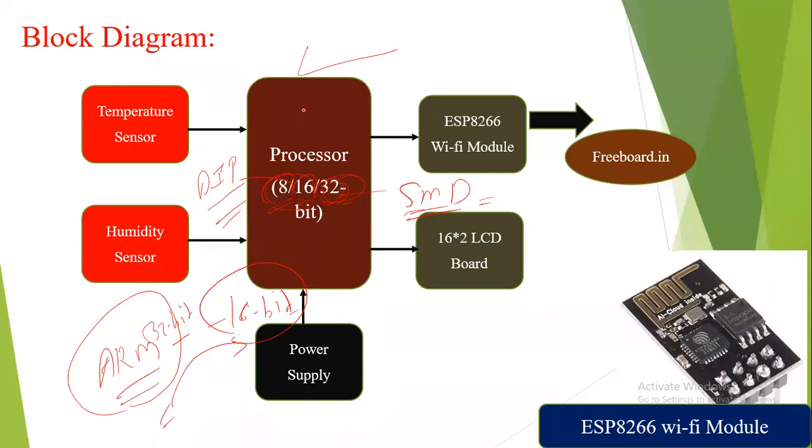So take the processor, then design one crystal circuit to provide the oscillations to it, then the power circuitry, etc. And then interface the sensors, for example temperature sensors or humidity sensors. The power supply section is there. Then, to visualize the output, suppose you are reading the temperature sensor data, for visualization you can interface a 16 by 2 LCD or 16 by 4 LCD.